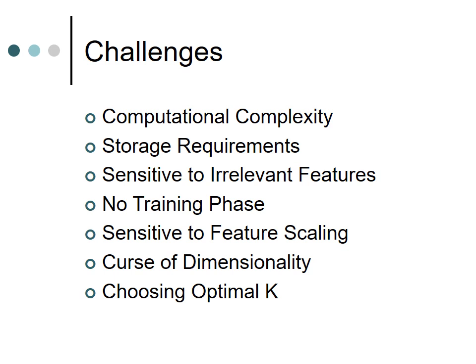The second one is storage requirements. KNN is a lazy learner. It means it stores the entire dataset. This results in high memory usage, particularly with large datasets.